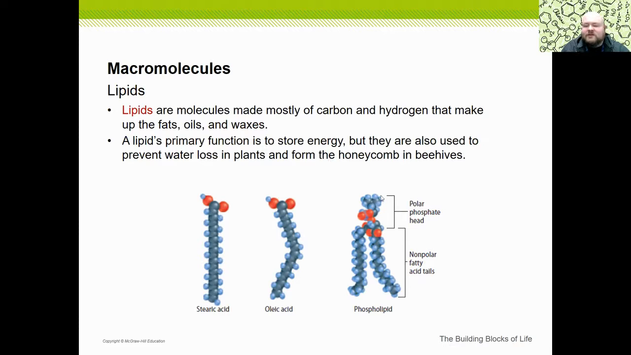And the reason is, if you look at how it's made up, it has a polar phosphate head and non-polar fatty acid tails. And the way they line up together, it's either going to trap or keep out water. So they help prevent water loss in plants, and it's because of the way they're made up here.